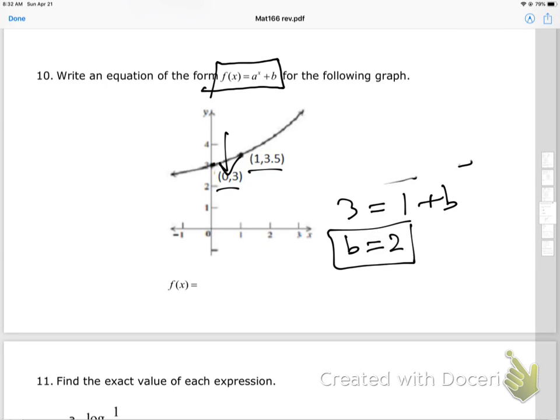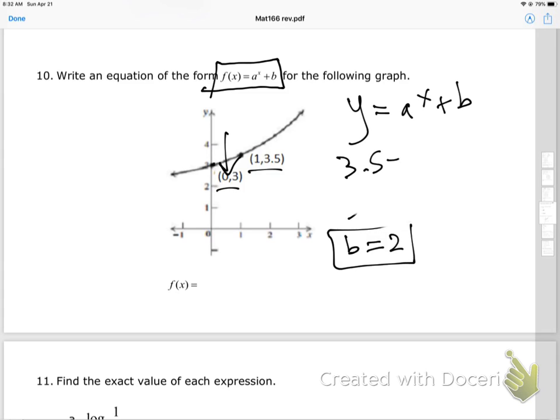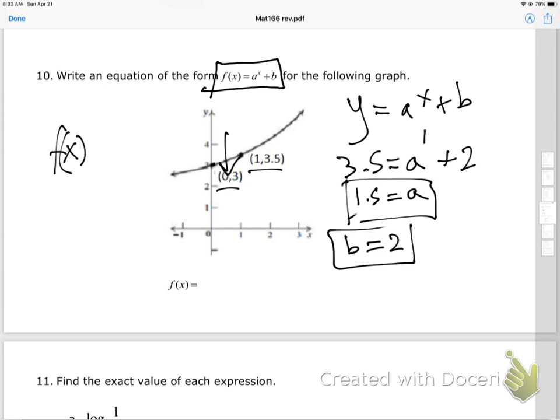Right, let's take a look at the rest of it, the other one. Again, y equals a to the x plus b. Now, this time y is 3.5, x is 1, but I do know that b is 2. So if I take away 2 from both sides, I'll get 1.5. And there you go, so there's your 2 parts. The answer is f of x equals 1.5 to the exponent x plus 2, and that is the answer.